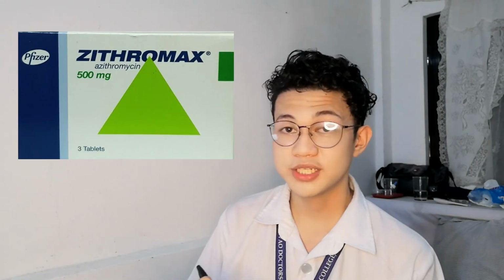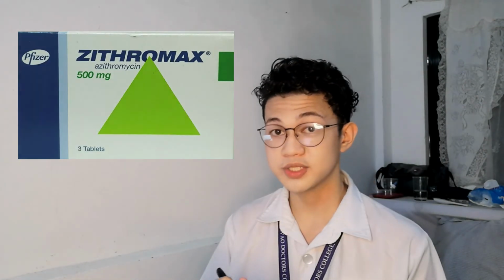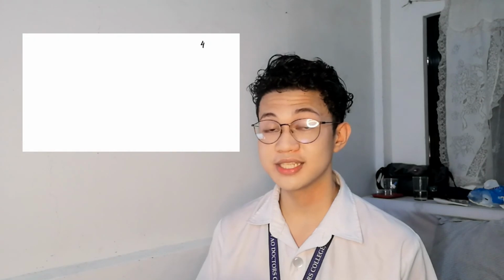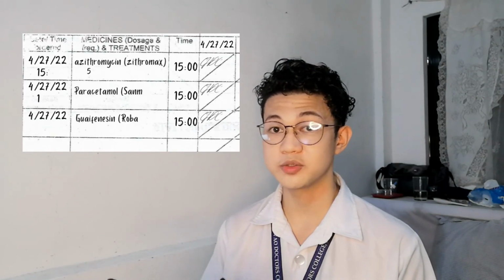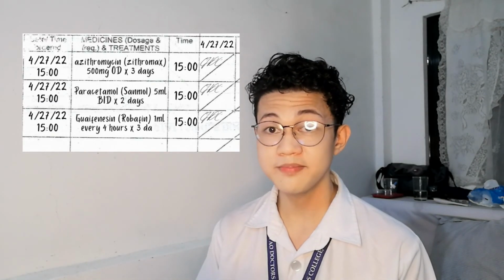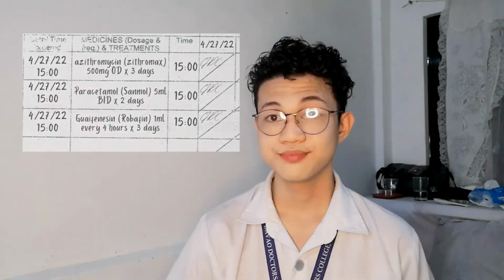Right, so in my case, I have given 3 medications. First is the Zithromax, which is for 500 milligram dosage. Next is the Sanmol or the paracetamol for 5 ml. And lastly, for the dropper, 1 ml, it's the guaifenesin. All 3 medications were administered on the same day, April 27, 2022. I'll also record the time, which is 3 p.m.